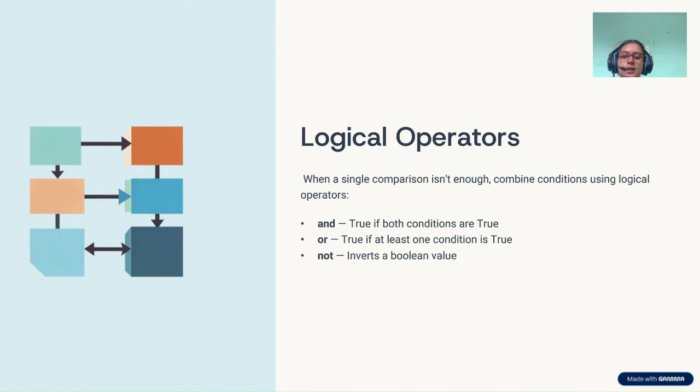Sometimes checking just one condition is not enough, right? If a university says a student can enter the examination hall only if they have their ID card and they have paid the examination fee, now we have two conditions here, right? Only checking one condition won't work. We have to check both conditions. So logical operators help us combine multiple conditions.